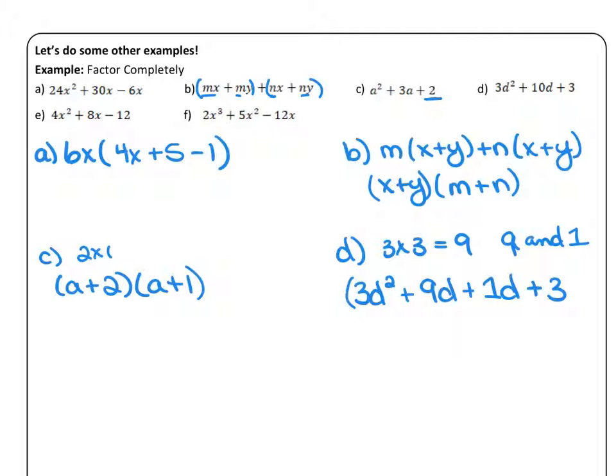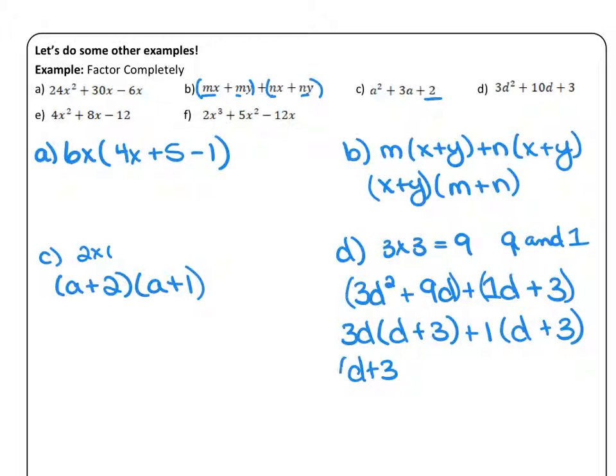And then I'm going to factor each of those groups. This one I can take a 3d out and I'm left with d plus 3. And this one I'm going to take 1 out and I'm left with d plus 3. And again, d plus 3 is common to both of them and I'm left with 3d plus 1. So that's how we do question D.